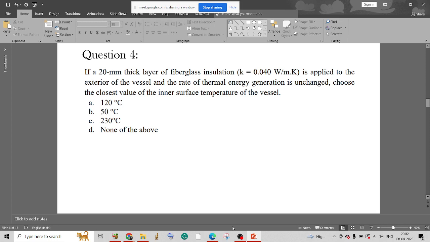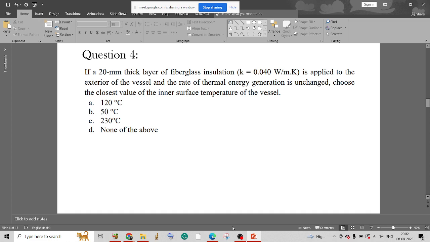Okay. So now this whole resistance is in Kelvin per watt, and this is in watt. So this cancels out and this becomes Kelvin. Now if we calculate all of this, it will come out to be 120 degrees Celsius. What is this? This is option number A.